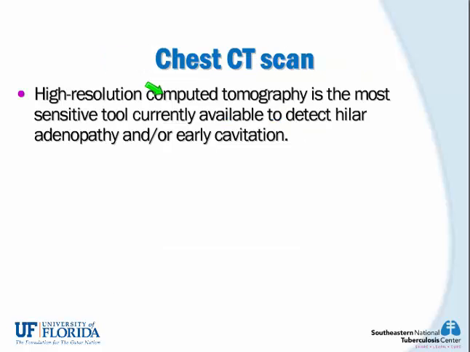Chest CT scan: high-resolution CTs are the most sensitive tools available to detect hilar lymphadenopathy or early cavitation, and they can also differentiate between caseation and normal or homogeneous lymph nodes.